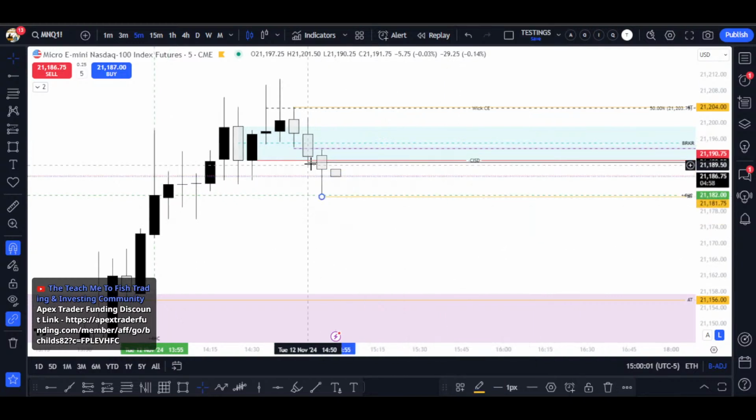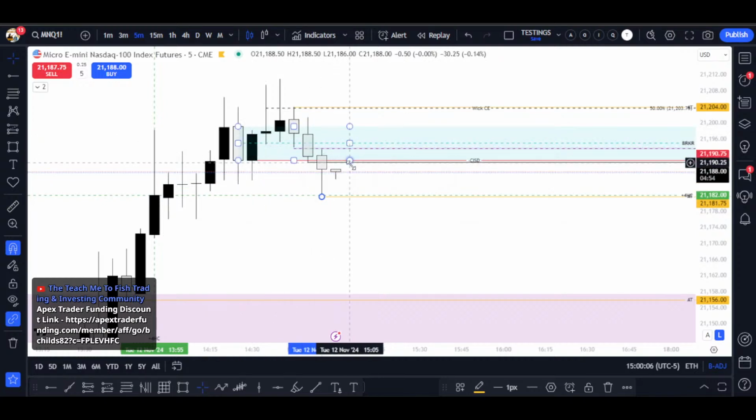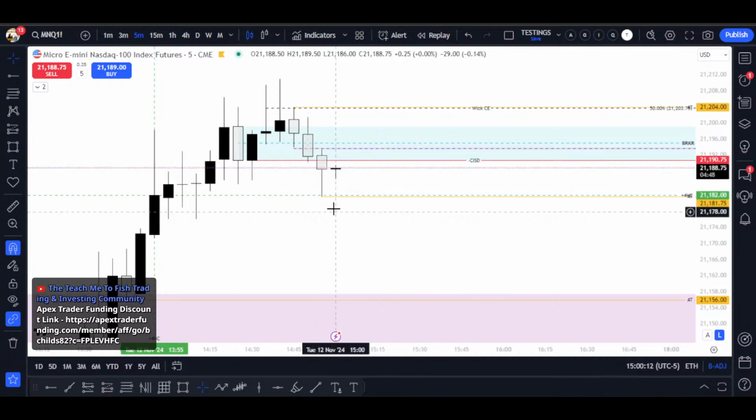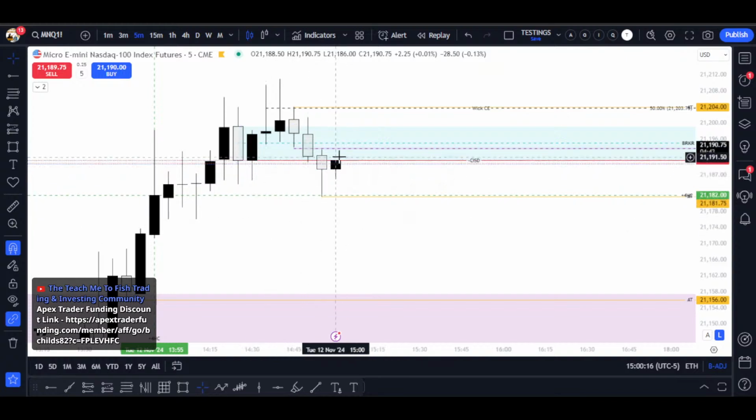All right. So we got our change in state of delivery. We have a close below 250. New algo target is 255. Probably can see price trade up into here.